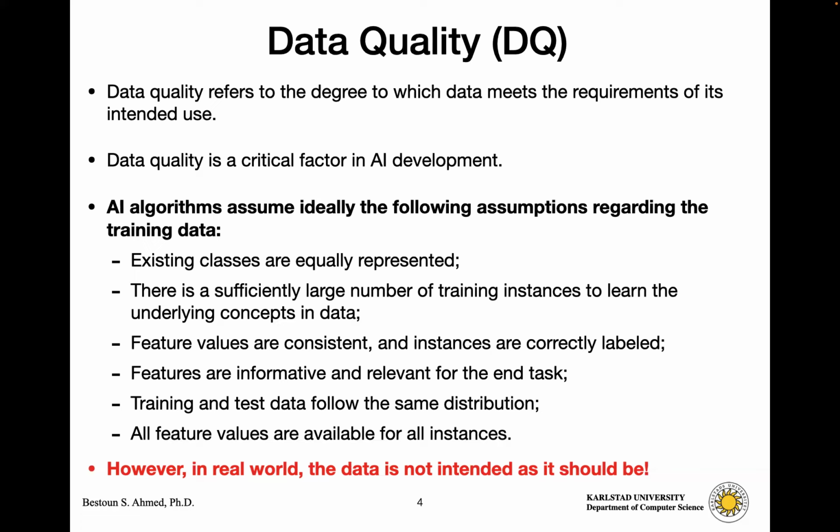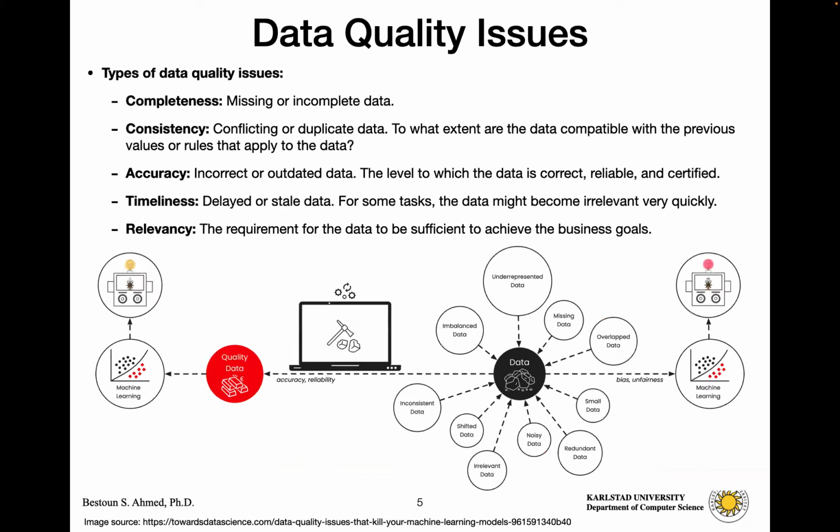The feature values are consistent, and instances are correctly labeled. The labels are good and also consistent. Features are informative, of course. Training and testing data have the same distribution, and all feature values are available. However, in reality, this is not possible, and this is not as intended.